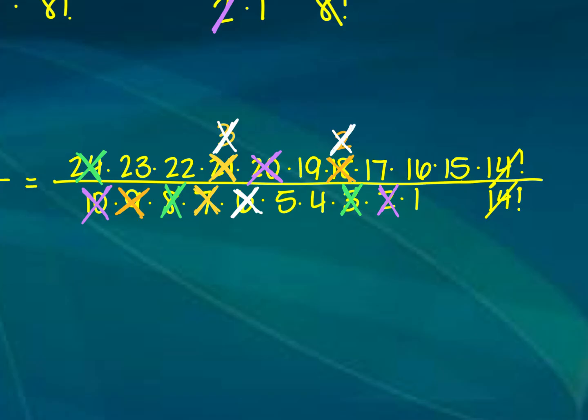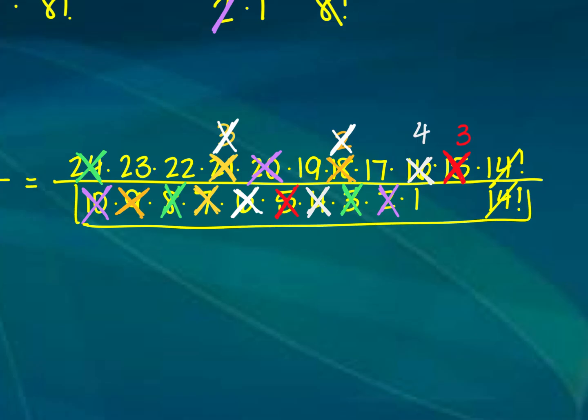What about 5? 5 and 15? 5 and 15 is what? 3. What about 4? Okay, good. 4 and 16. 4 goes into 16 how many times? 4 times. So now if you're looking at it, everything on your denominator right here is just 1.